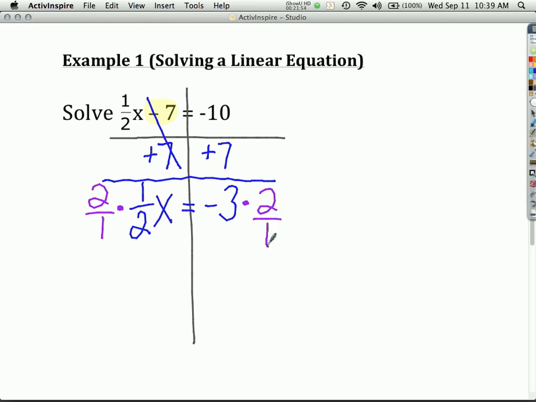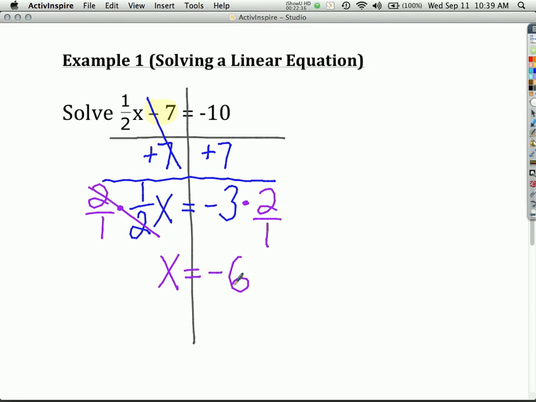And then work our way down. This cancels out, and I'm left with x equals, and now I just have to multiply. -3 times 2 is -6. Does anyone have any questions on how we did this so far?